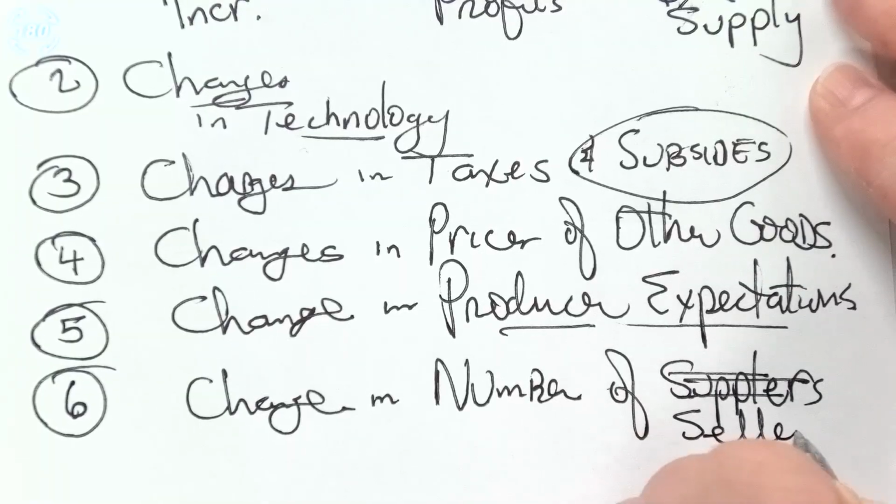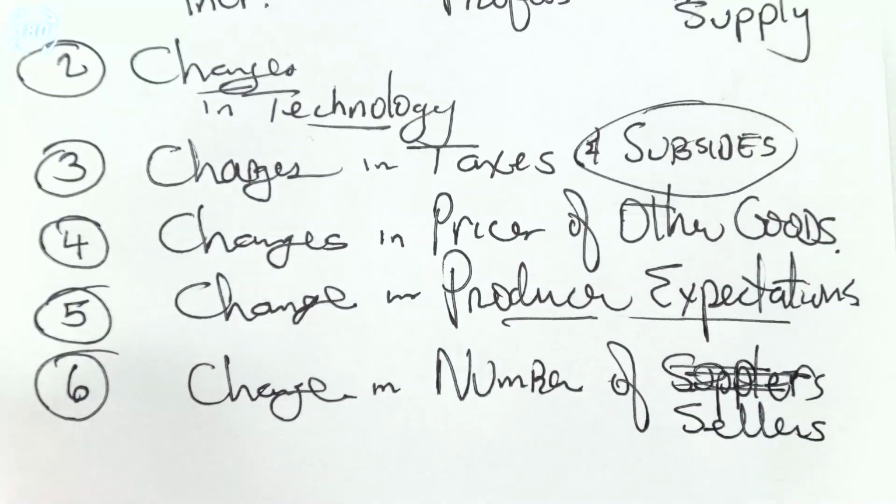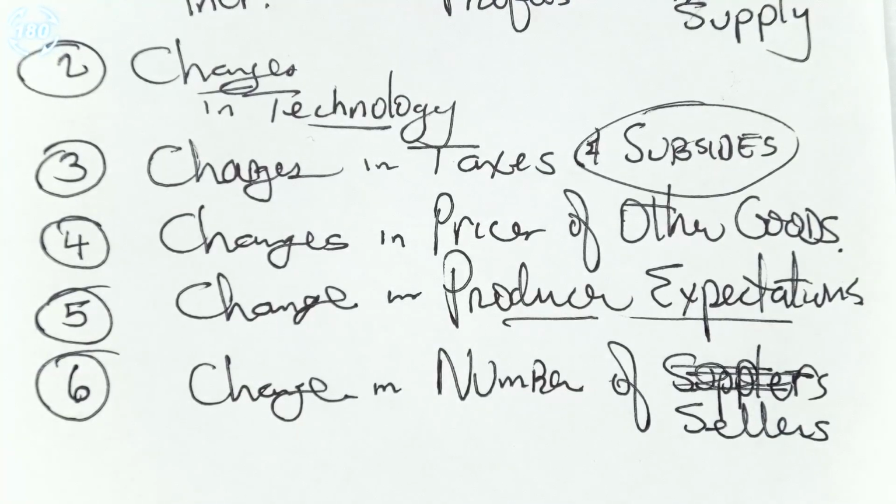Number of sellers, and this is in your text. Obviously, if you have an increase in the number of sellers or suppliers, there'll be an increase in market supply.